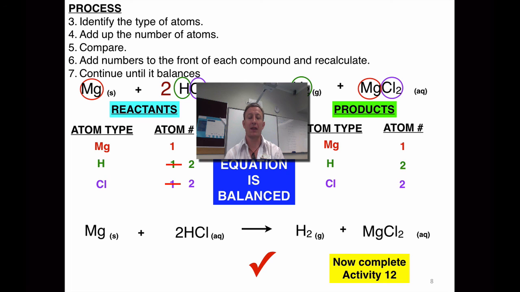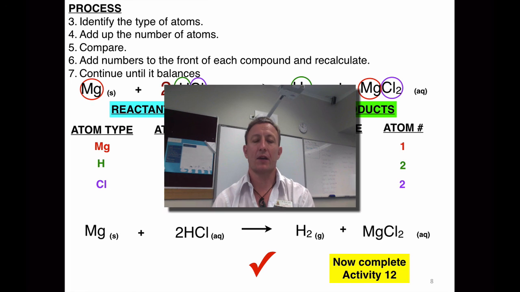Basically, in order to get the reaction to work, I need 2 lots of hydrochloric acid to join with 1 lot of magnesium. Okay, I hope that makes sense. I know it's complicated and it may require you to run through it a couple of times just to clarify things. But if you feel confident, have a go now at activity 12, and thank you for watching and good luck.